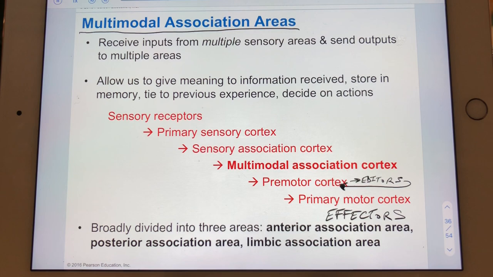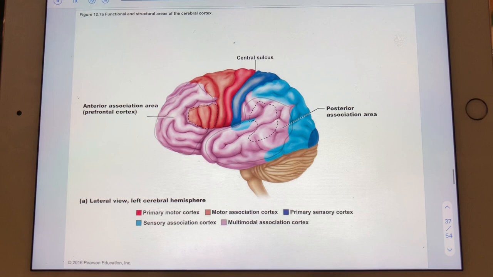Okay, and in this image that we've seen time and time again on slide 38, red we already think of as motor, blue we already think of as sensory, but anything that's bubblegum pink, that's multimodal association. Okay? And this big chunk here, that's posterior association cortex or area. And this big chunk here in the frontal lobe, that's anterior. Let's talk about anterior first.